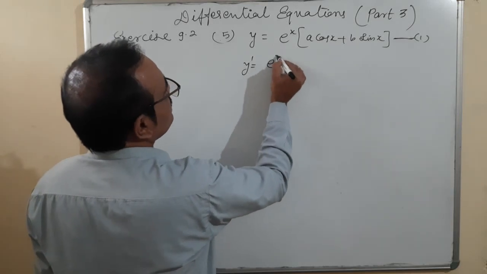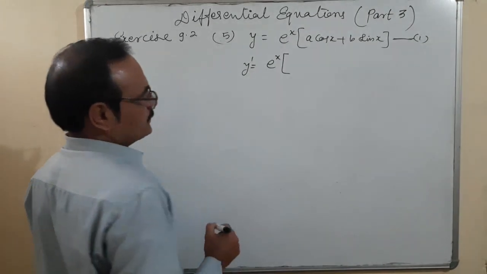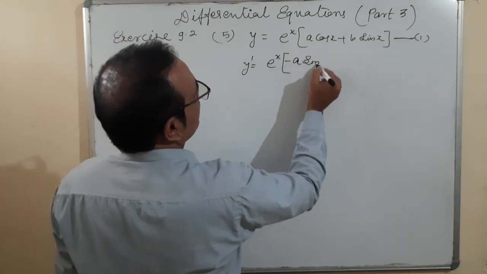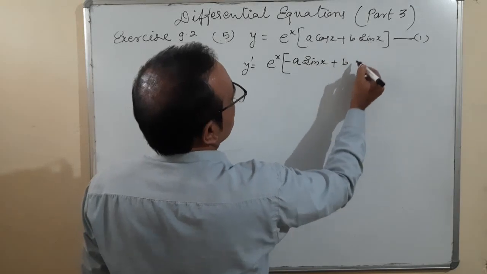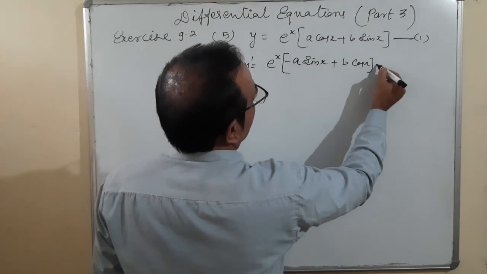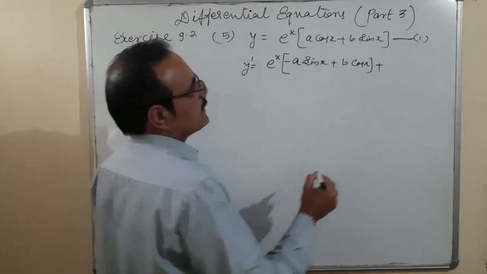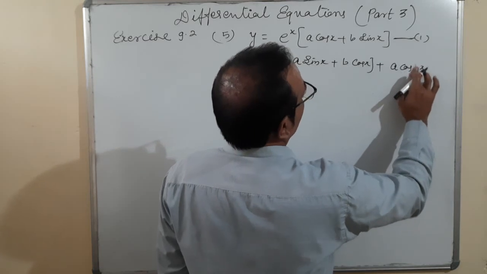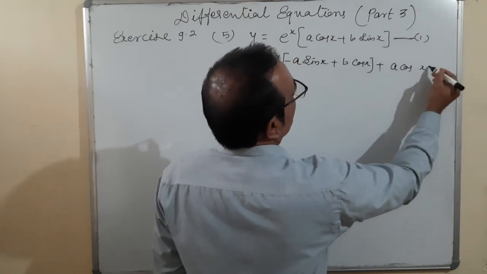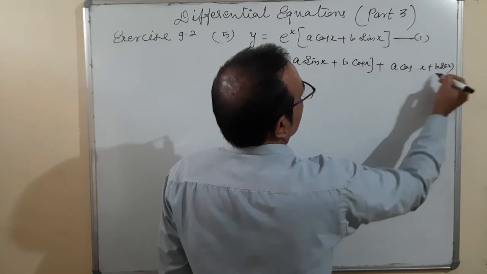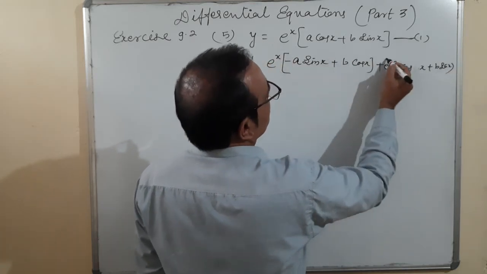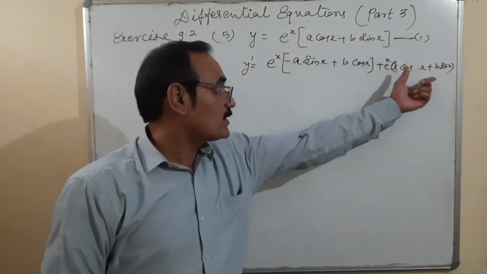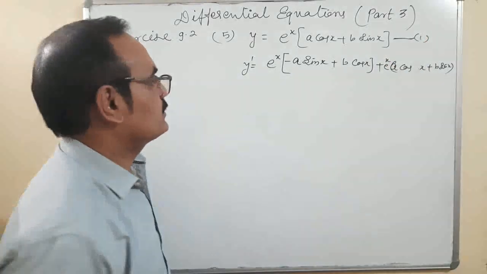First function e to the power x. Differentiation of second function: a, differentiation of cos x is minus sin x, plus b, differentiation of sin x is cos x. First function, differentiation of second function plus second function, a cos x plus b sin x, and e to the power x as it is. And differentiation of e to the power x is e to the power x only.